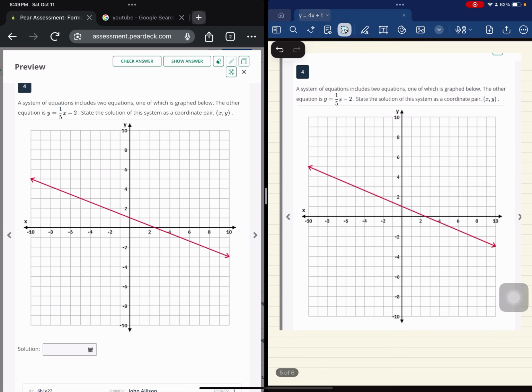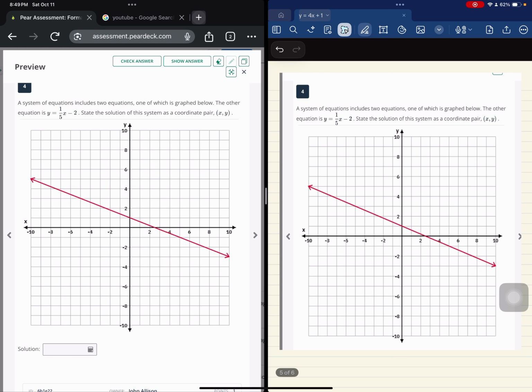So we have, in this case, two equations. The first equation is y equals 1/5 x minus 2, and the second equation is in the graph. How do we reach it? First, we need to find this point, which is the intersection between the red line and the y-axis. We call this point the y-intercept.